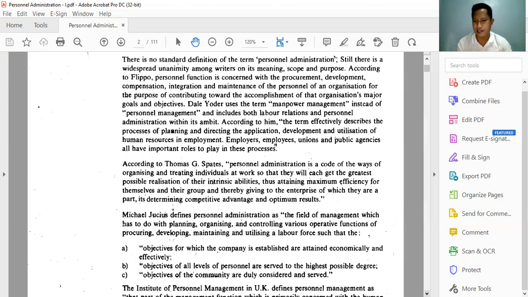Objectives of all levels of personnel are served to the highest possible degree. So it does not only suggest nga at least you can reach the median or you can reach the tunga-tunga, no? But it actually requires the highest way of kaning gitawag og quality service, no? How can you actually encourage those people that they can actually have life sa ilang nga pagpanarbaho, if only the company are willing to give all compensations of the efforts that you have exerted. But of course it is on the basis on how you actually perform with your job. So yeah, objectives of the community are duly considered and served.